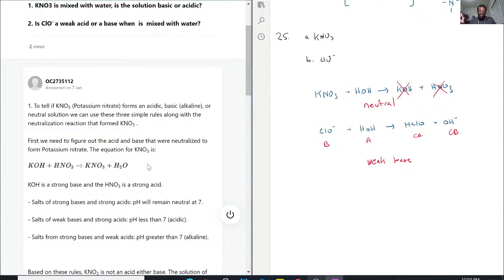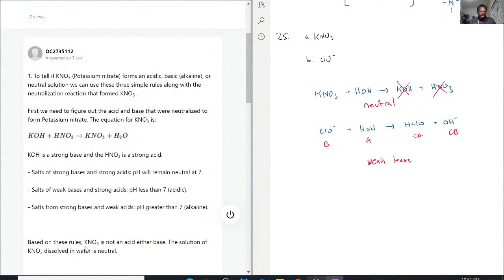KOH is a strong base and HNO3 is a strong acid. So salts of strong bases and strong acids, the pH will remain neutral at 7. Think of it as a neutralization reaction where they just cancel each other out. Okay? Based on these rules, KNO3 is not an acid or base, because the solution of KNO3 dissolved in water would be neutral because it's from a salt of a strong base and strong acid.